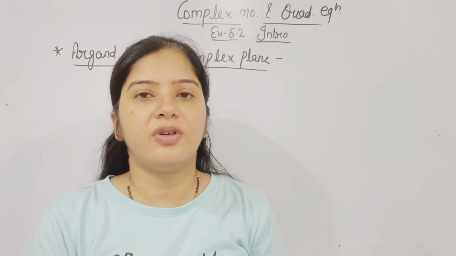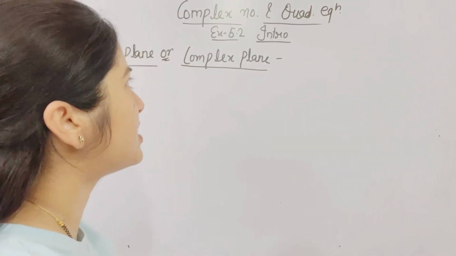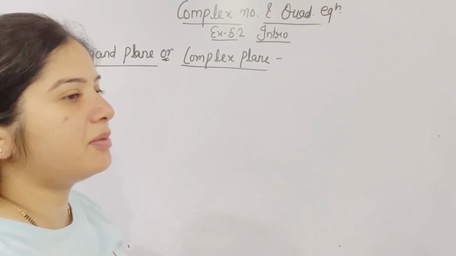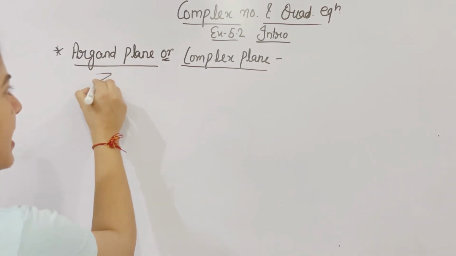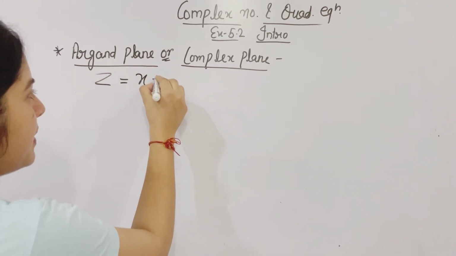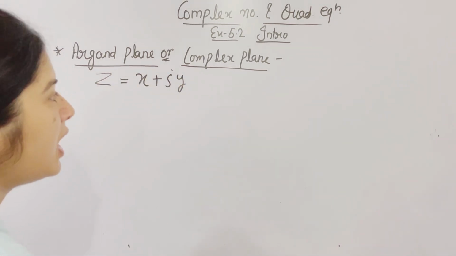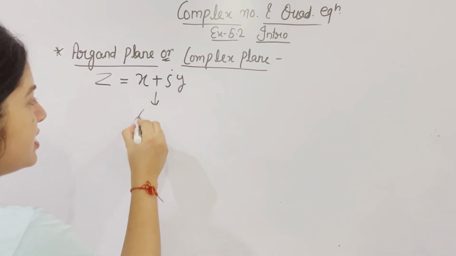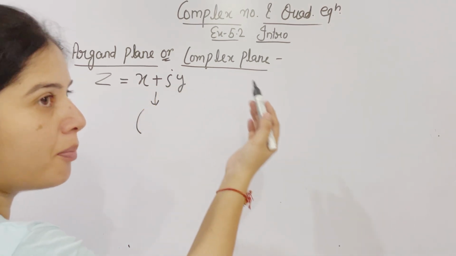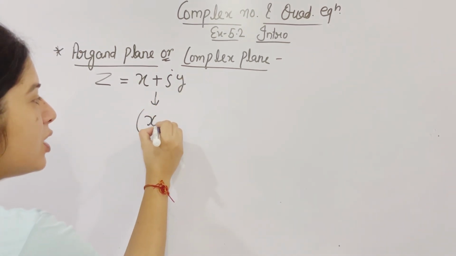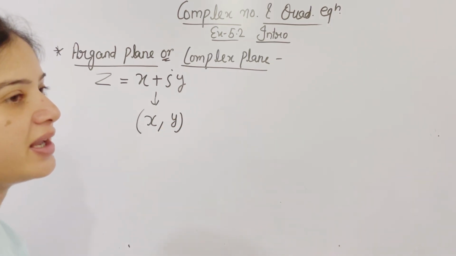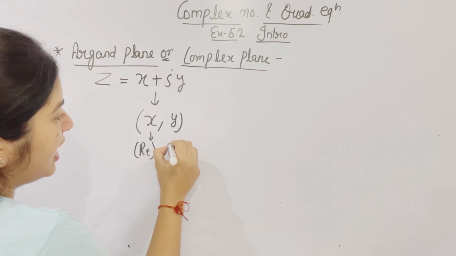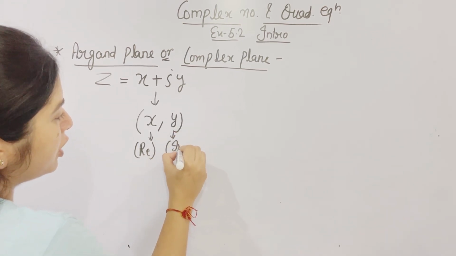Hello everyone, now we are here to do the introduction of exercise 5.2 in which we are going to study the complex plane or Argand plane. As we know, a complex number z is x plus iota y, and we always have an ordered pair with respect to this. Means x plus iota y is the complex number, so we can write it as an ordered pair x comma y, where x will be the real part of the number and y will be the imaginary part of the complex number.